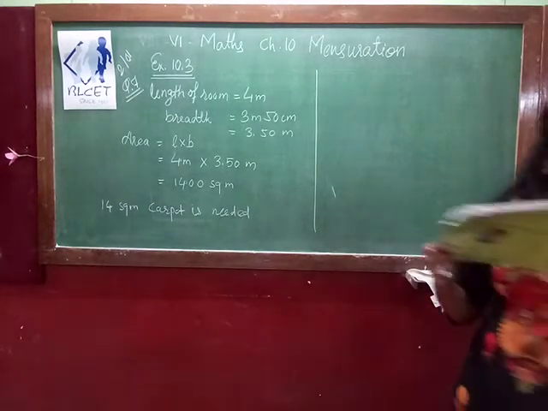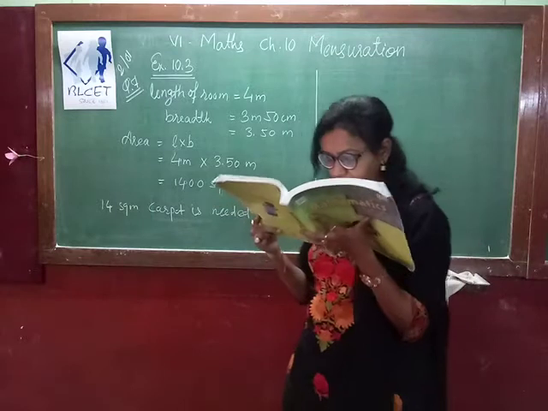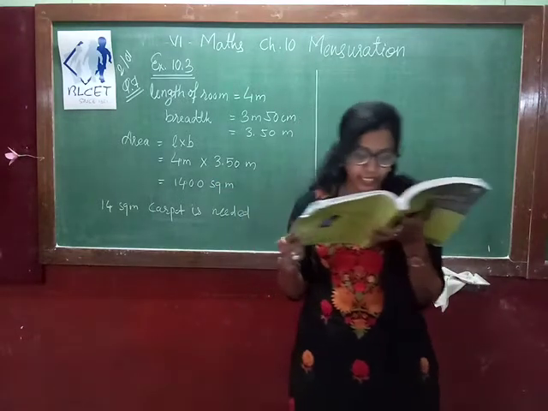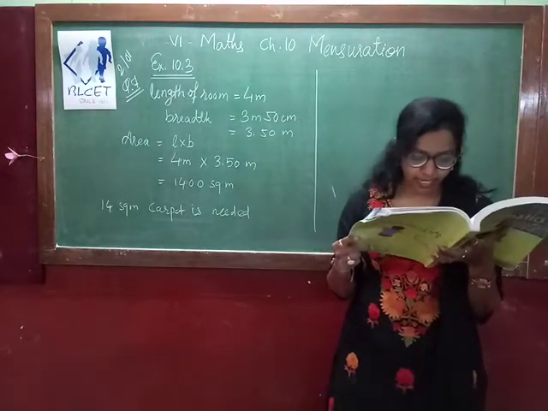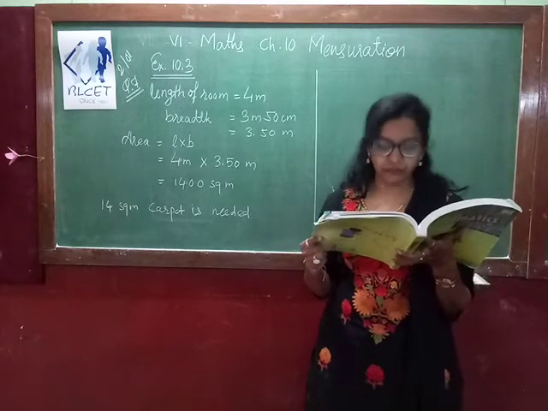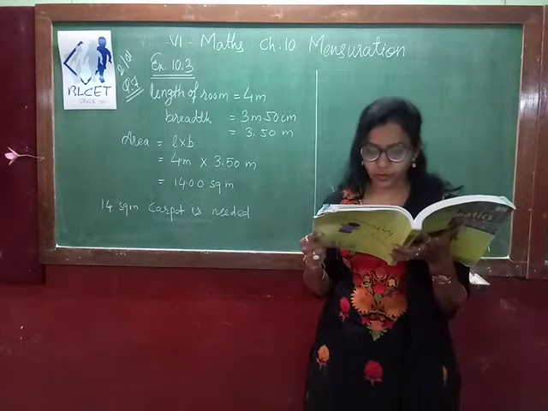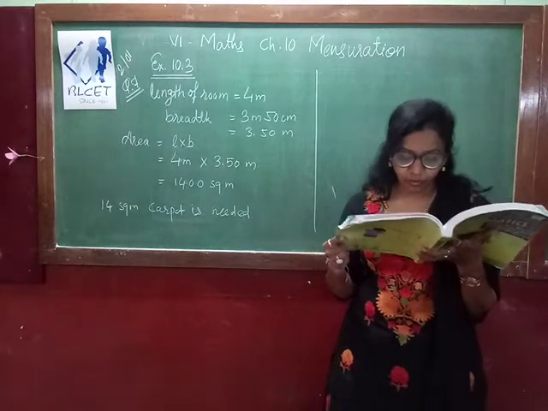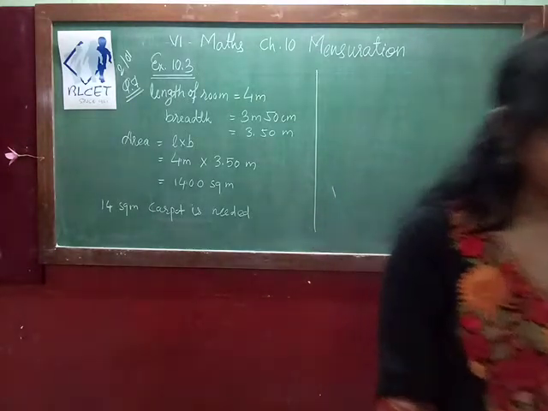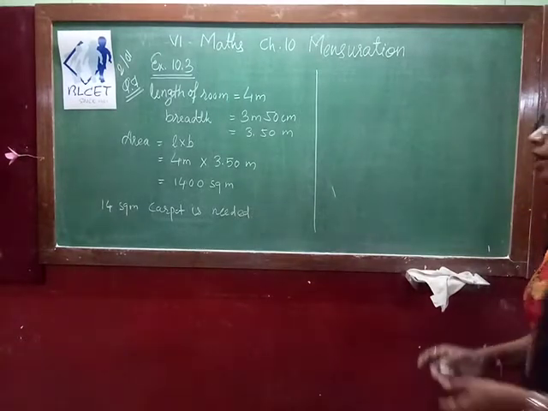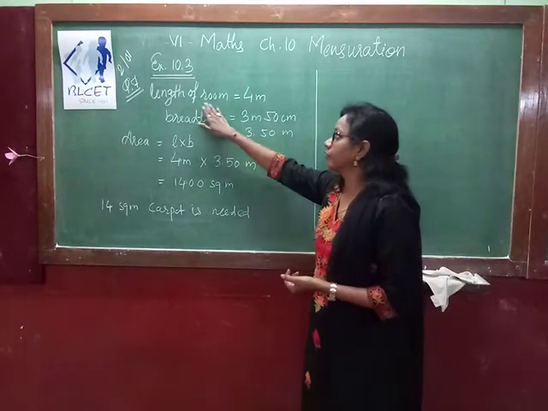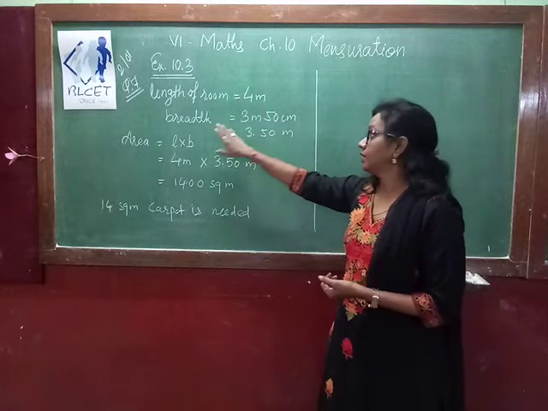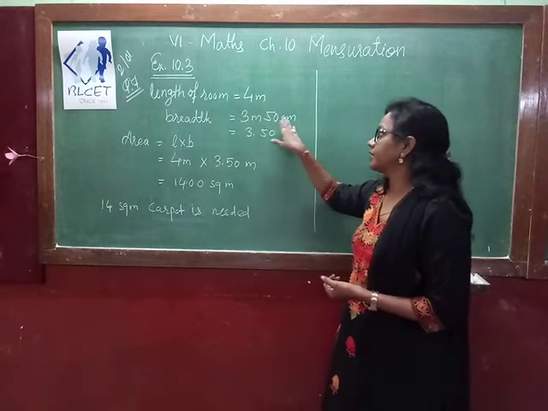Now we move on to question number 7. A room is 4 meter long and 3 meter 50 centimeter wide. How many square meters of carpet is needed to cover the floor of the room? So students, we have to find the area of the given room. The length of the room is given, that is 4 meter. Breadth is given as 3 meter 50 centimeter.